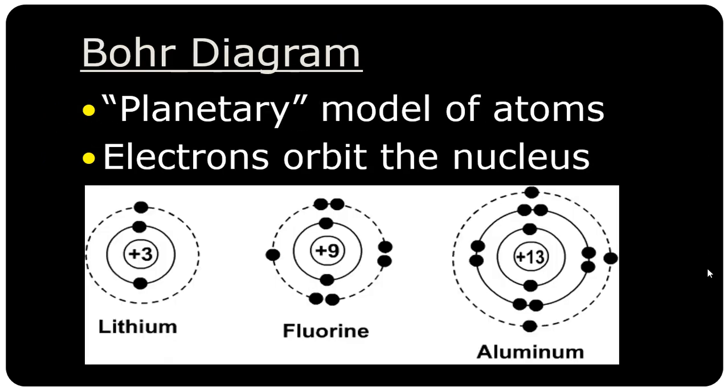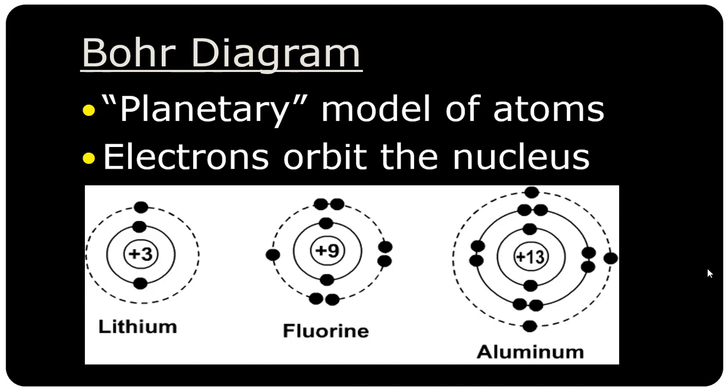For arranging electrons, we're going to use a Bohr diagram, named for Niels Bohr. He came up with this planetary model of atoms, where the center, the sun of the solar system, is the nucleus, and all the planets around the outside in the solar system, that's the electrons of that atom.